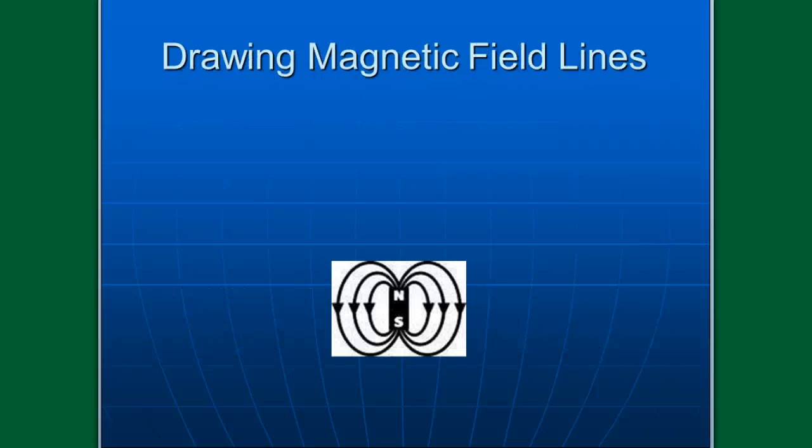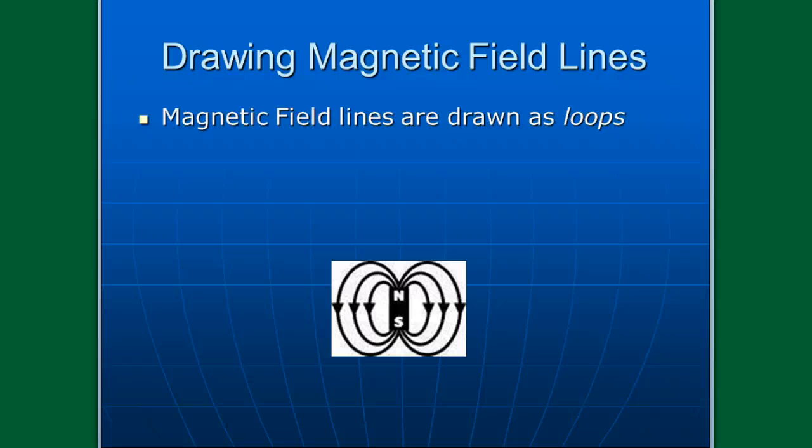Number 11 on your notes talks about magnetic field lines. Magnetic field lines are similar to electric field lines. There's a magnetic field surrounding every magnet, every magnetic object, and that magnetic field line is drawn as a loop or as a number of loops that point from the north pole of the magnet to the south pole of the magnet. So it looks something like this.